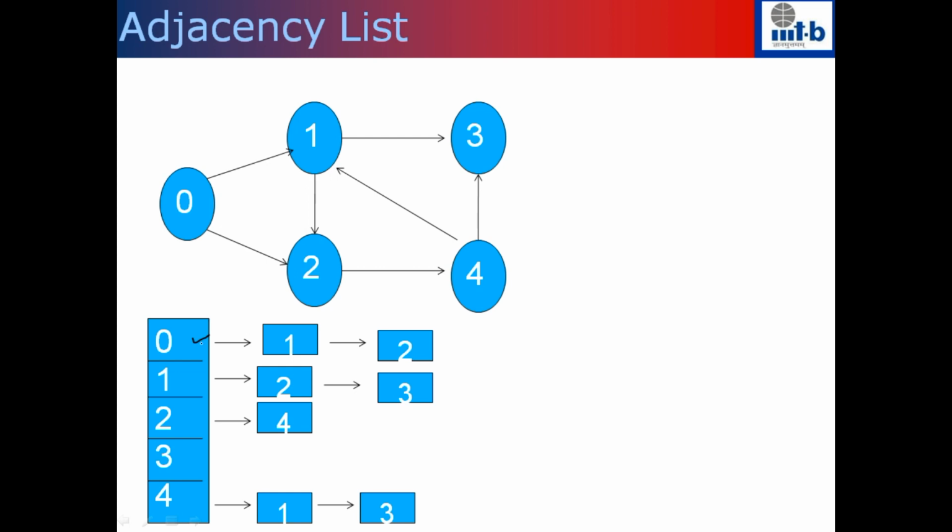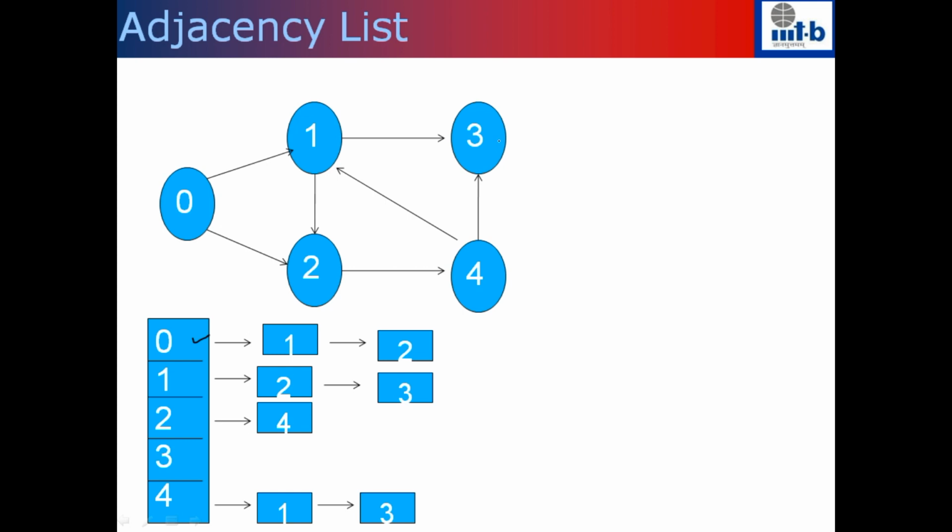So if you go to the list corresponding to 0, you see the entries 1 comma 2, right? Similarly, for vertex 1, 1 comma 2 is an edge and 1 comma 3 is also an edge, so the list stores 2 comma 3. When you go to vertex 2, 2 is connected to 4, so the list contains 4.